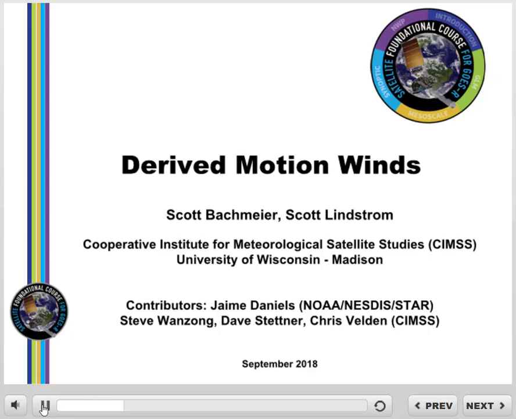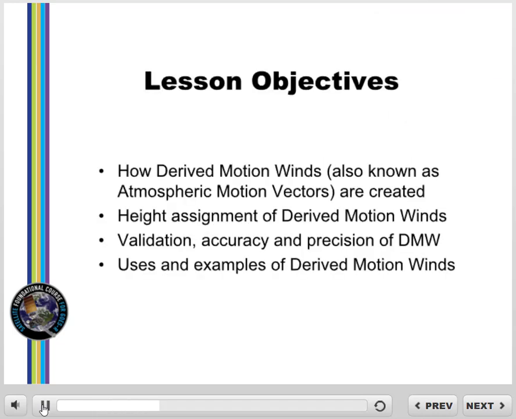This is a satellite foundational course for GOES-R on derived motion winds. Authors and contributors to this module are listed. I'm Scott Lindstrom from SIMS. Here are the lesson objectives for this module. This is what you'll learn.